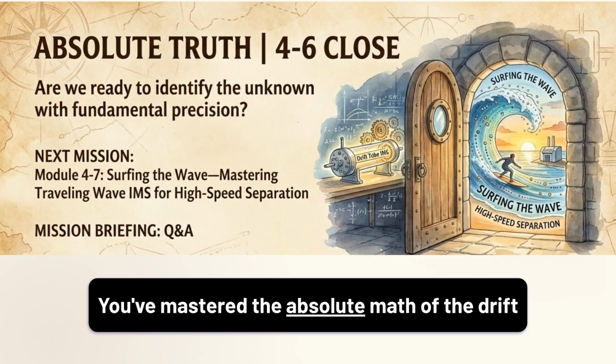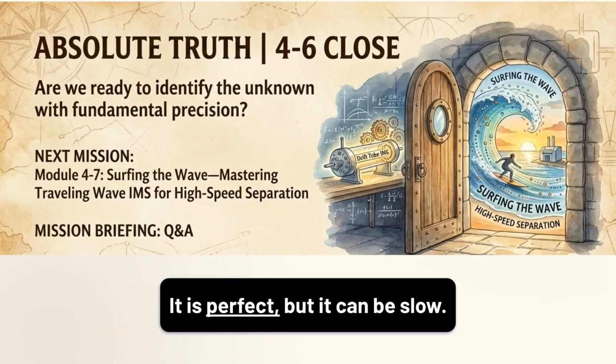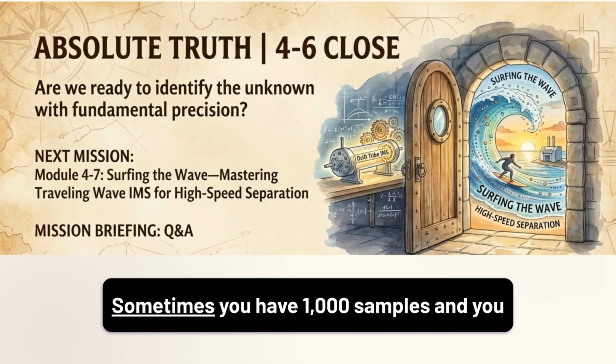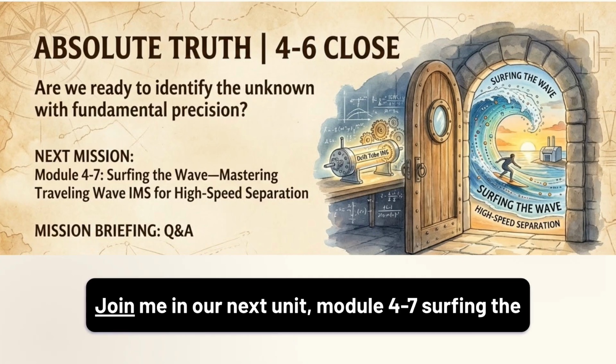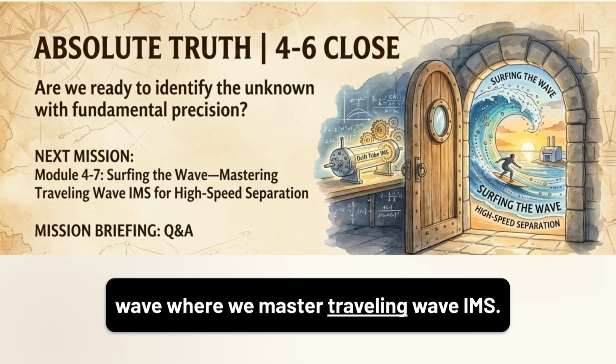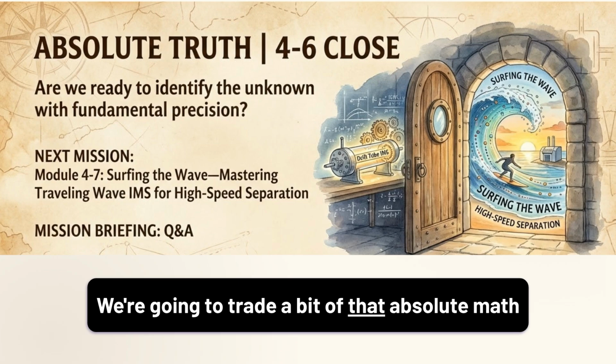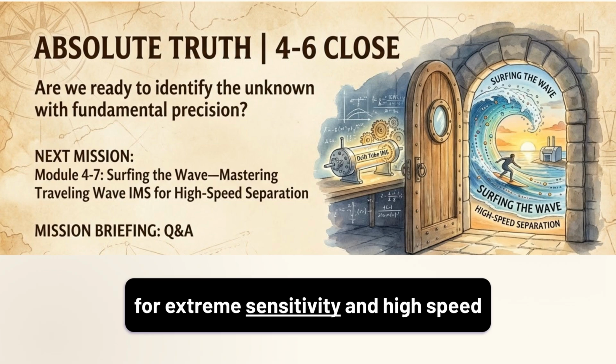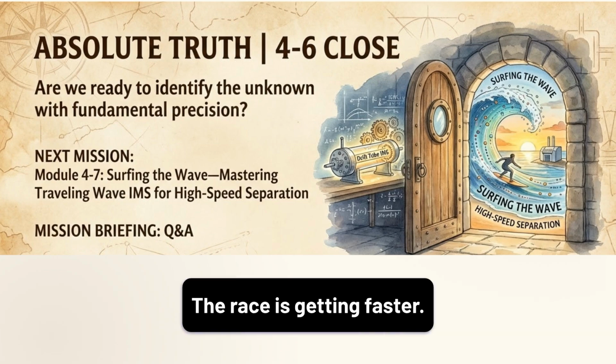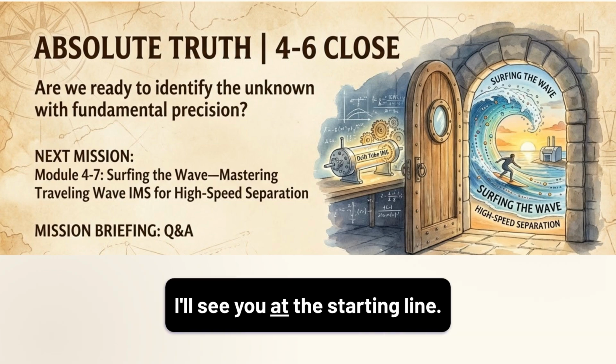You've mastered the absolute math of the drift tube. It is perfect, but it can be slow. Sometimes, you have 1,000 samples, and you need to surf instead of measure. Join me in our next unit, Module 4-7, Surfing the Wave, where we master traveling wave IMS. We're going to trade a bit of that absolute math for extreme sensitivity and high-speed separation. The race is getting faster. I'll see you at the starting line.